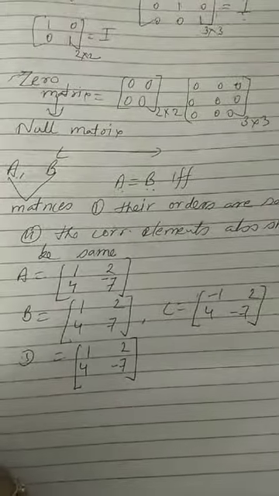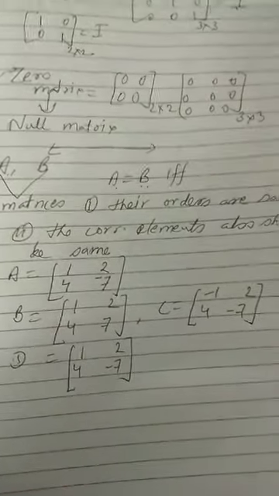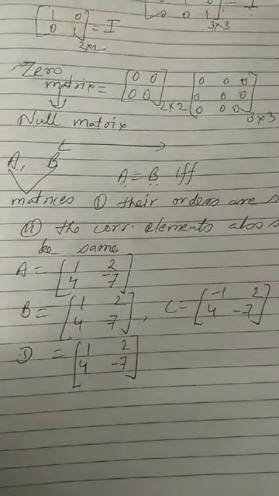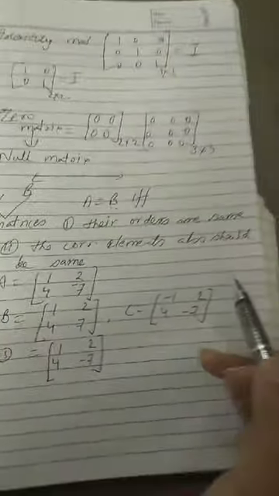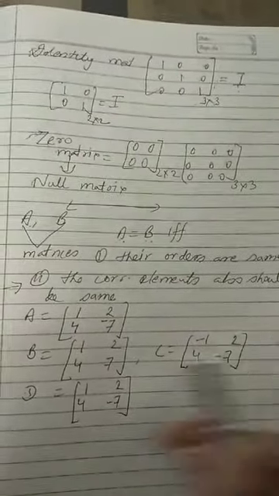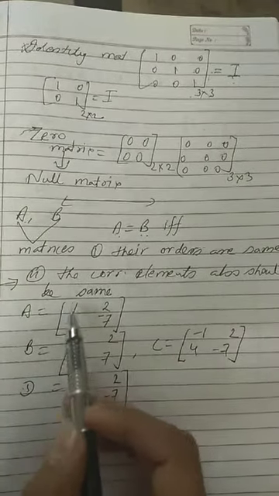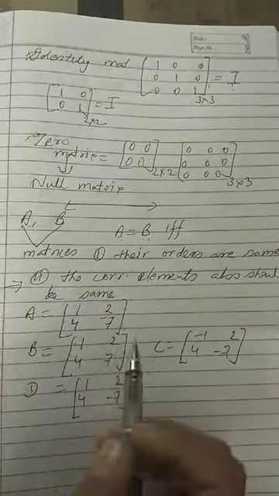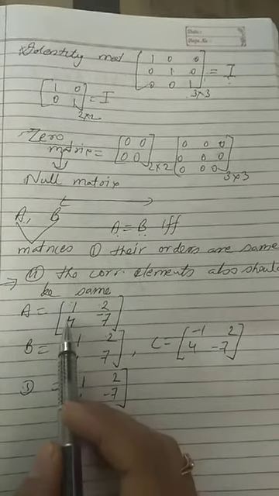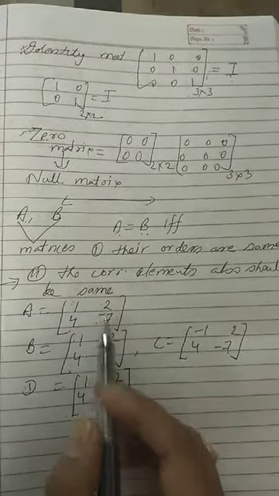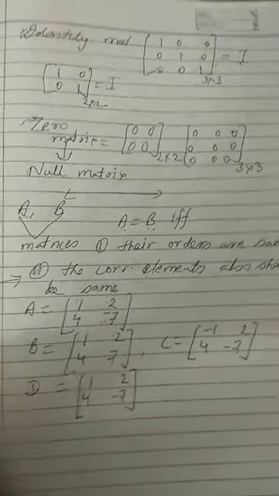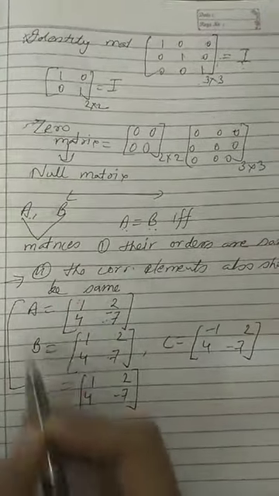Now these four matrices are given. No doubt all these four matrices are of the same order, right? So can I say the matrices are equal? No, we cannot, because the second condition is equally important. What is the second condition? The corresponding elements also should be the same. The first element should be equal to the first element of the other matrix, the second to the second, and so on. But here this is minus 7, and here we have only plus 7. So from these four matrices, which two are equal? A and D are equal.